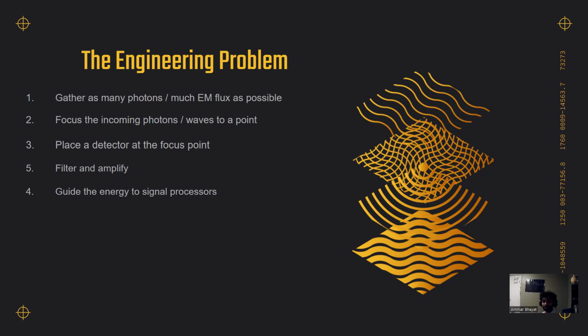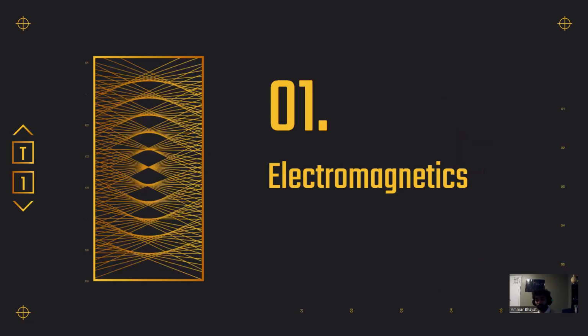So first, we need to gather as many photons as possible. And the way that we do this is by having a bigger aperture, right? So the bigger the aperture, the more photons can come into this aperture. Then we want to focus those photons into a point. So that's the geometry of our reflector. So usually these are parabolic dishes because just the geometry of them allow parallel lines to come and focus into a single point. And then we want to place a detector at that focus point, but not exactly at the focus point. We want to shift it a little bit because we're going to have an array, like a camera at that point. And then we want to filter, amplify, and do our signal processing.